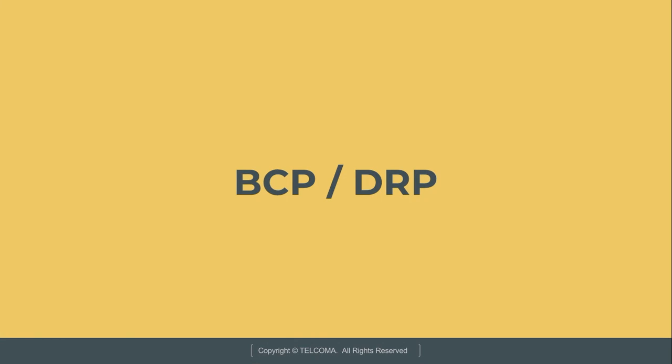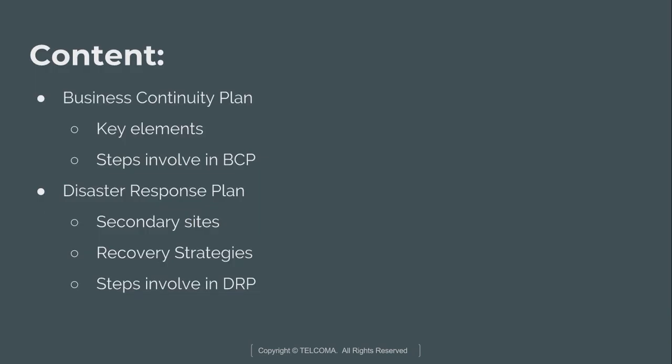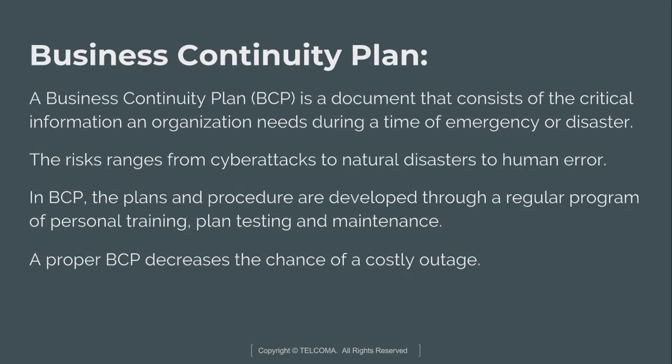So in this class, we are going to learn about BCP, that is Business Continuity Plan, and DRP, Disaster Recovery Plan. In this, we will discuss its key elements, BCP key elements, and the steps involved in business continuity planning. Then in disaster recovery plan, we will discuss its secondary sites, recovery strategies, and the steps involved in disaster recovery plans. So first, what is a business continuity plan?